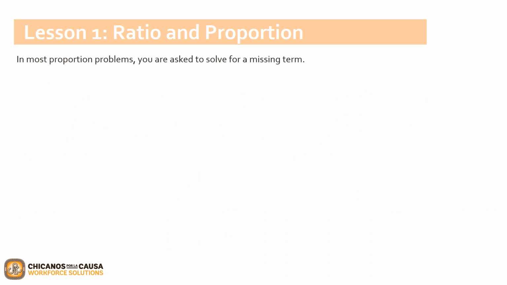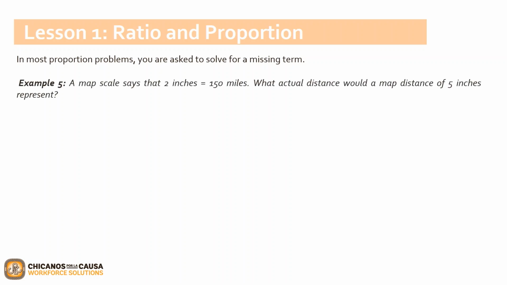In most proportion problems, you are asked to solve for a missing term. Example 5 states, a map scale says that 2 inches equals 150 miles. What actual distance would a map distance of 5 inches represent?